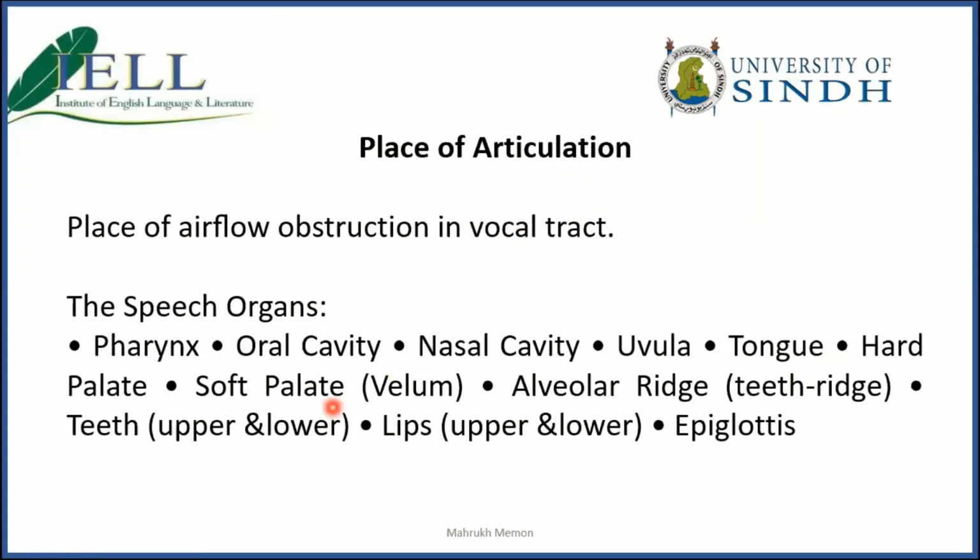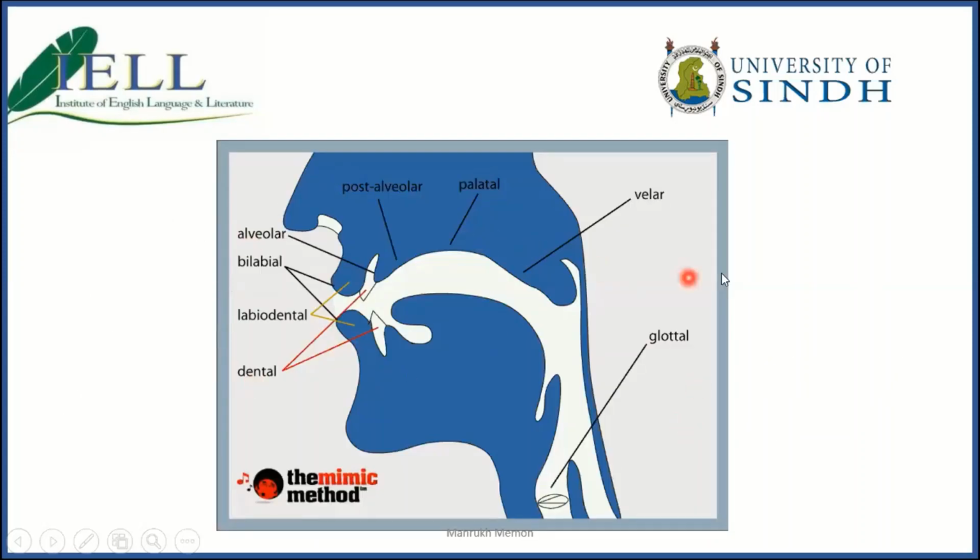So this is our vocal tract, basically pharynx, oral cavity, nasal cavity, vulva, tongue, hard palate, soft palate, alveolar ridge, teeth, lips, and epiglottis. From this picture, these all are the places. I'll briefly talk about these because some of you might not be familiar with the terminology. Then we would be discussing how sounds would vary.